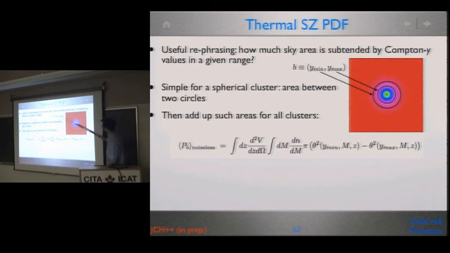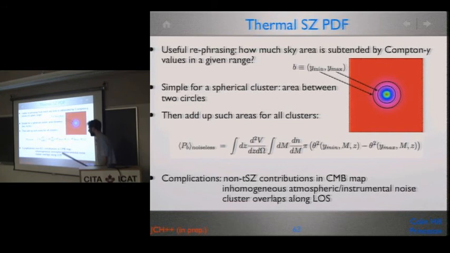So if you have a cluster Compton-y profile that looks like this, imagine some bin spanned by y min and y max. Those just correspond to circles in this model. In that case, all you're doing is asking for the area between the two circles. So you do that, and then you add up this area for all the clusters in the universe, and that gives you the noiseless calculation of the thermal SZ PDF.